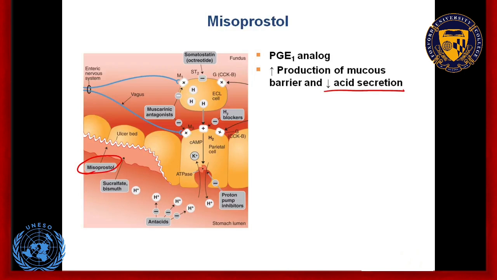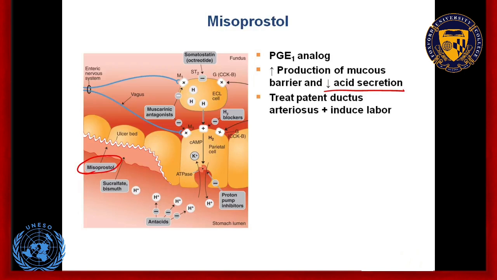We'll get to this a little bit later, but another way to circumvent the GI side effects of NSAIDs is to give a selective COX-2 inhibitor, such as celecoxib, which leaves the gastric mucus unaffected. Let's do a little bit more review.